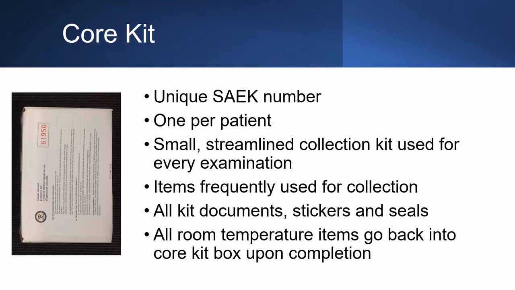The core kit has a unique sexual assault evidence kit number. One core kit is used per patient. It is a small, streamlined collection kit that is used for every examination and contains items frequently used. All the kit documents, stickers, and seals required are found within the core kit. All room temperature items will go back into the core kit box upon completion.